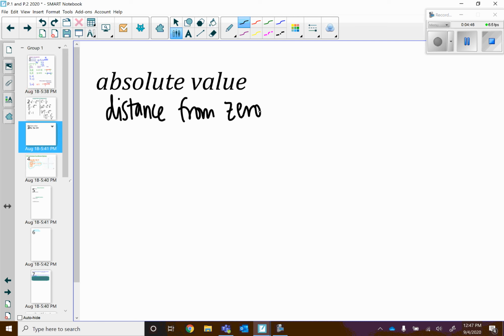That's its definition. So we know the absolute value of, let's say, 3 is 3, and the absolute value of -3 is also 3, right? We sometimes think about it as making the thing positive, but really it's telling us how far away that thing is from 0.